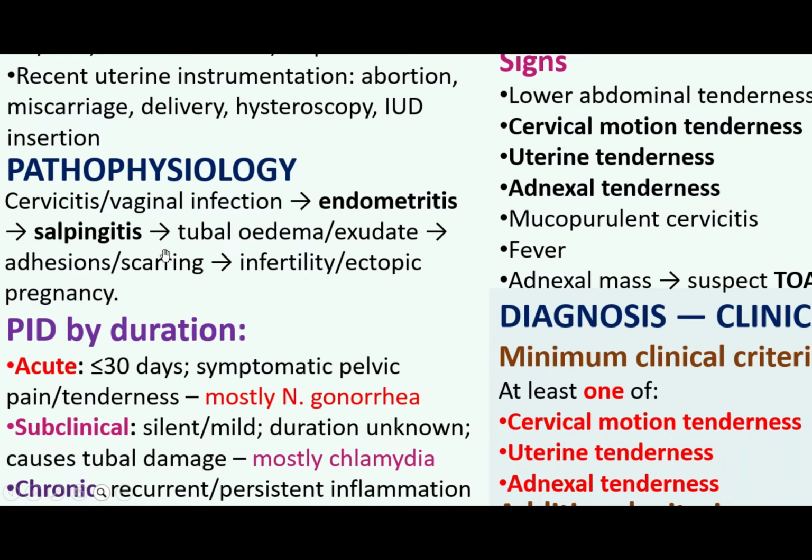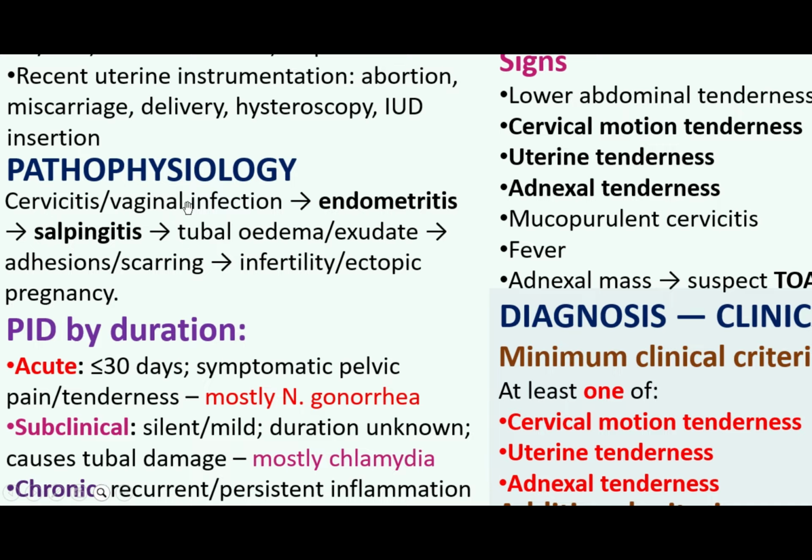Now the pathophysiology is that we have the cervicitis or a vaginal infection. When we talk about cervicitis, this is very specific to the cervix, and this is where organisms like gonorrhoea and chlamydia affect the reproductive system. The vagina has a stratified squamous epithelium, so it is resistant to N. gonorrhoeae and C. trachomatis. So those two are just going to cause a cervicitis.